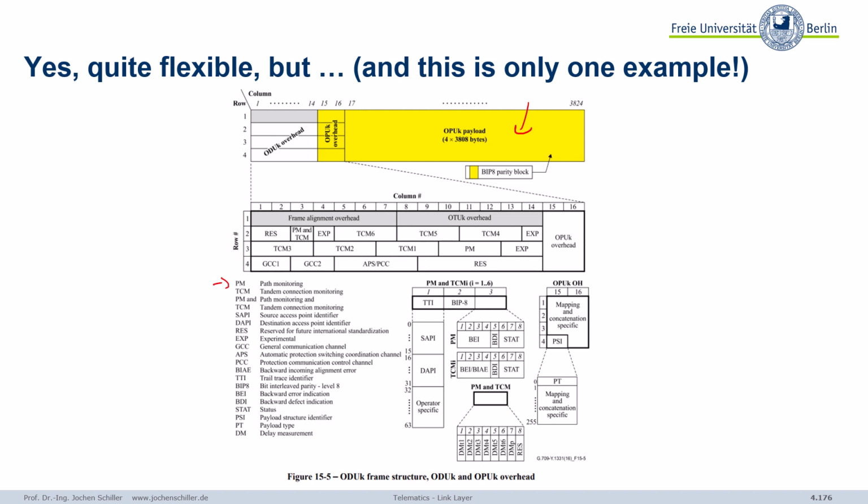What's going on on my path if something happens. There are many bit fields in here to do error checking, for status, for payload type identification, for measurements of delays, and so on and so on. So if you have to work with it, then you have to look into the standards, so no one learns this. This is just an example with many detailed definitions of how we adapt to different client signals.